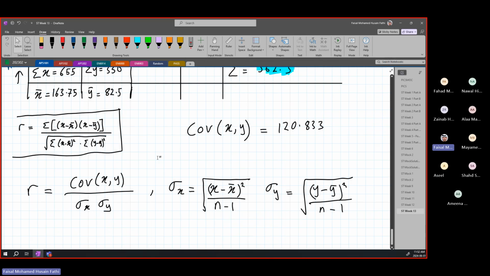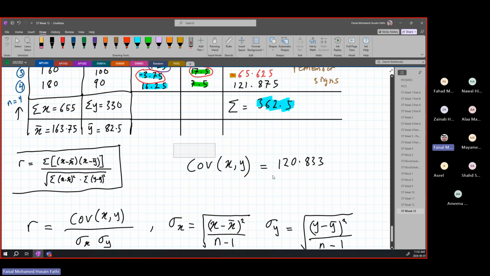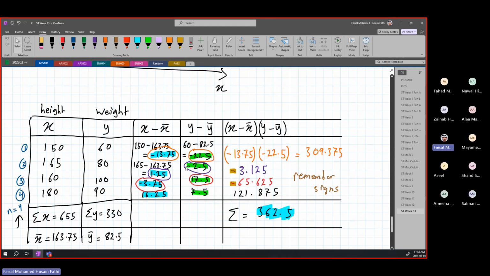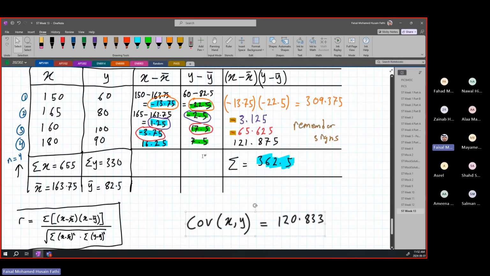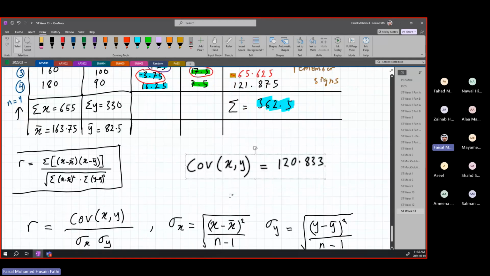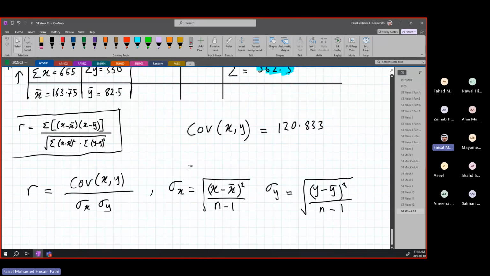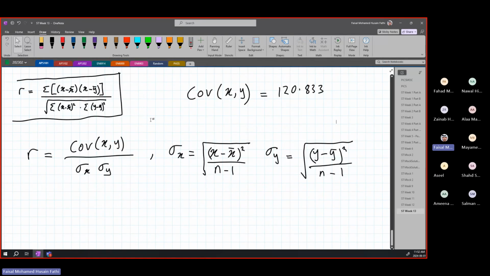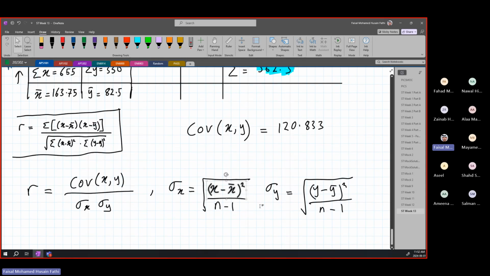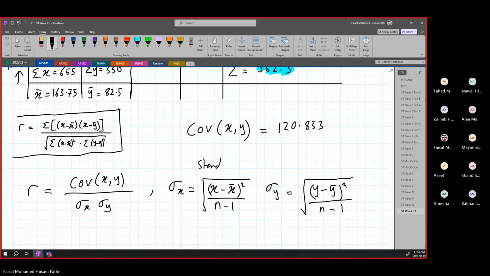The reason I'm saying this is because it is easier to follow a specific sequence, so you get the covariance and get used to it, and then you know how to get the covariance. It will be very easy to find your R. It will be very easy to find your sigma X, sigma Y, because if you notice here, sigma X and sigma Y, this is just standard deviation. Just a reminder. This is standard deviation.